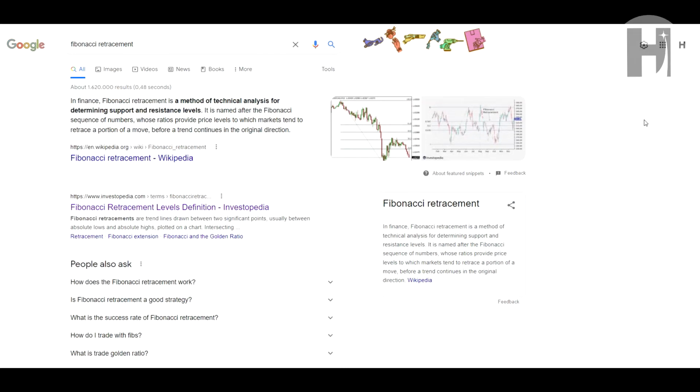In this video, we're going to be taking a look at the Fibonacci retracement, at its origin, and at how to use it and to apply it to your own charts.